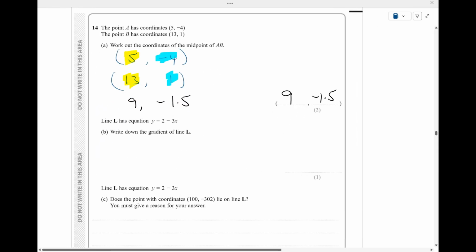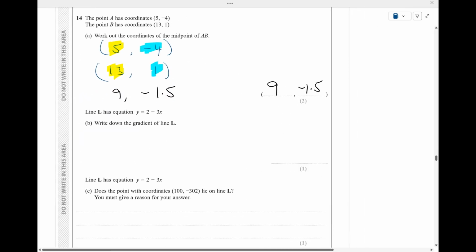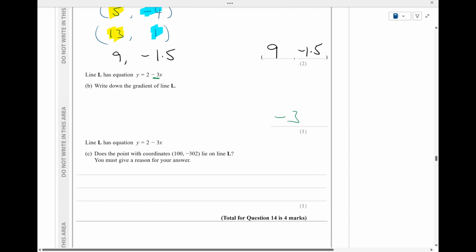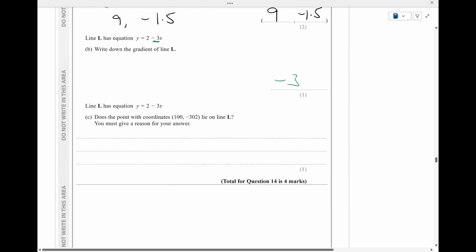Line L has that equation right down the gradient. Well, with any luck, you know that the gradient is the coefficient on the x. So the gradient is minus 3. By the way, the 2 is the y-intercept, but we're not asked for that. Line L has the equation y equals 2 minus 3x.